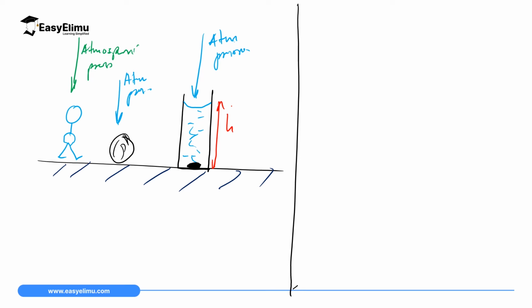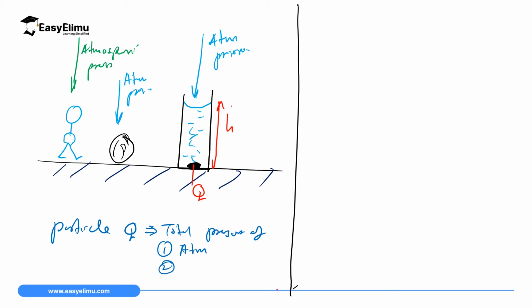So it means this particle here, let's call it Q, will experience a total pressure of: 1, atmospheric pressure, the one which is there automatically due to the air column, and then 2, it will experience H rho g, pressure due to the height of the liquid. Therefore, a particle which is inside a liquid will experience 2 types of pressures.